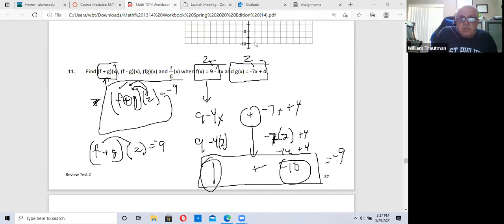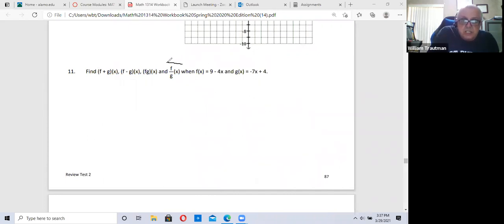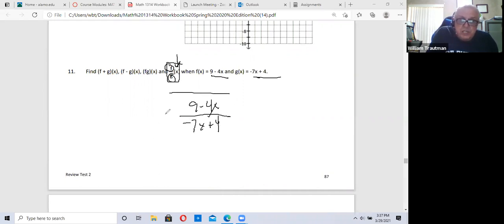Now, let's do this one here. We're not putting anything into x. We're just dividing the 2. And in reality, we're not going to divide. The function f goes on top. Here's the function f, 9 minus 4x. The function g goes on the bottom, -7x plus 4. There's nothing I can do here, so I'm done.